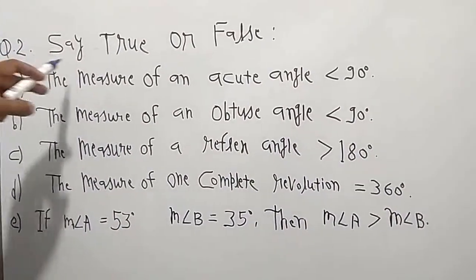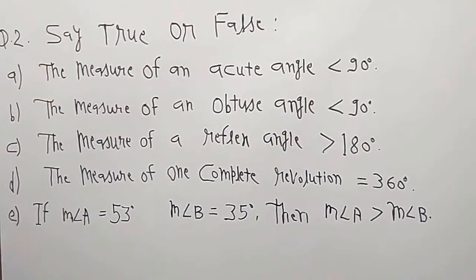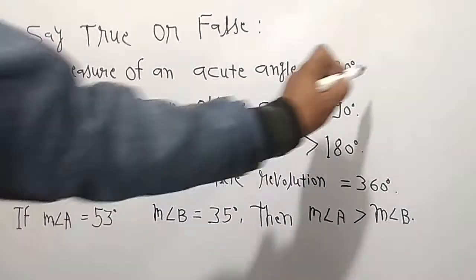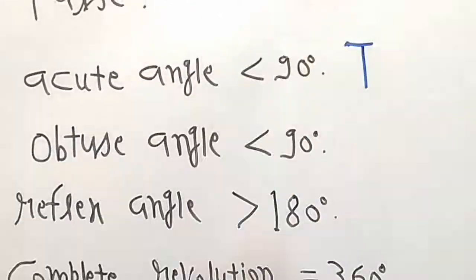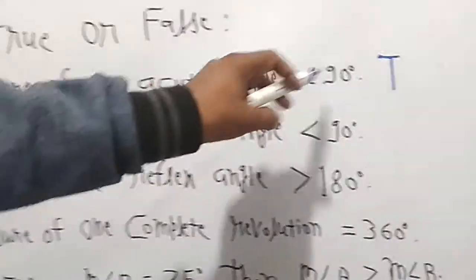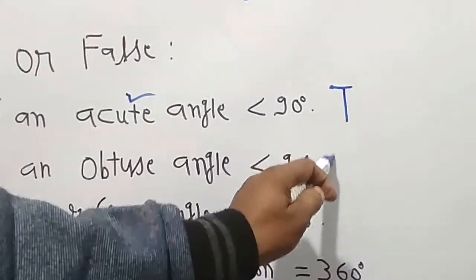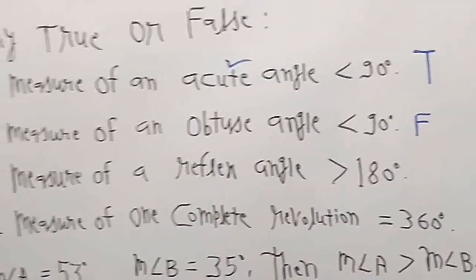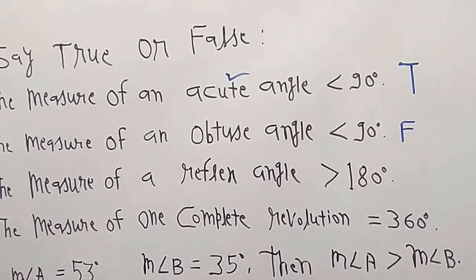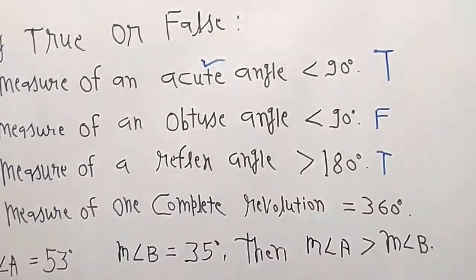Now the question number 2, say true or false. The A part, the measure of an acute angle is less than 90 degree. So we know very well the measurement of an acute angle is less than 90 degree. So it is the true statement. Now B part, the measure of an obtuse angle is less than 90 degree. No, less than 90 degree is acute angle. It means the obtuse angle is greater than 90 degree. So it is the false statement. Now the third part, the measure of a reflex angle is greater than 180 degree. Yes, it is 181 to 359 degree. So it is a true statement. It is more than 180 degree.